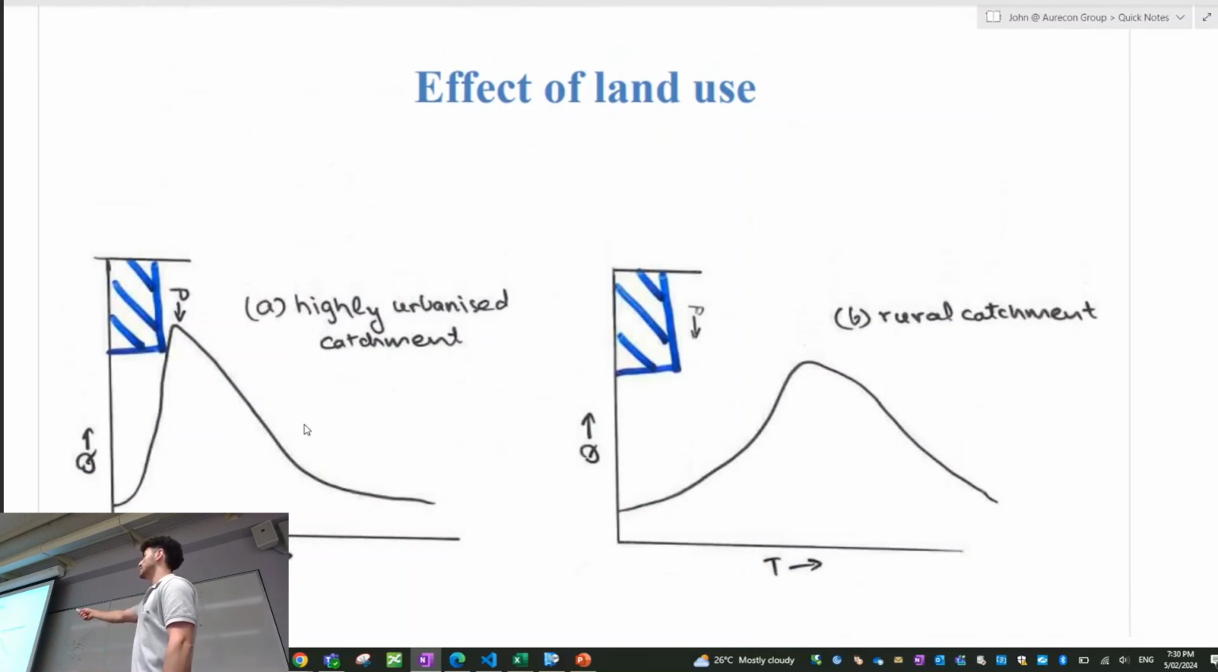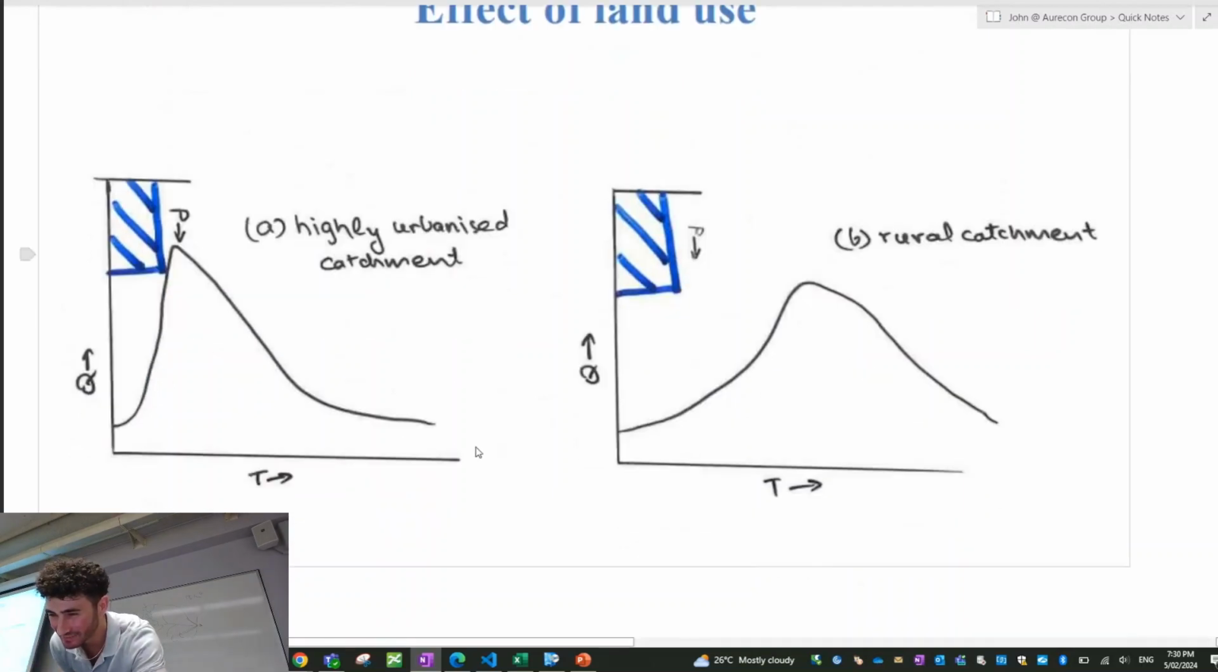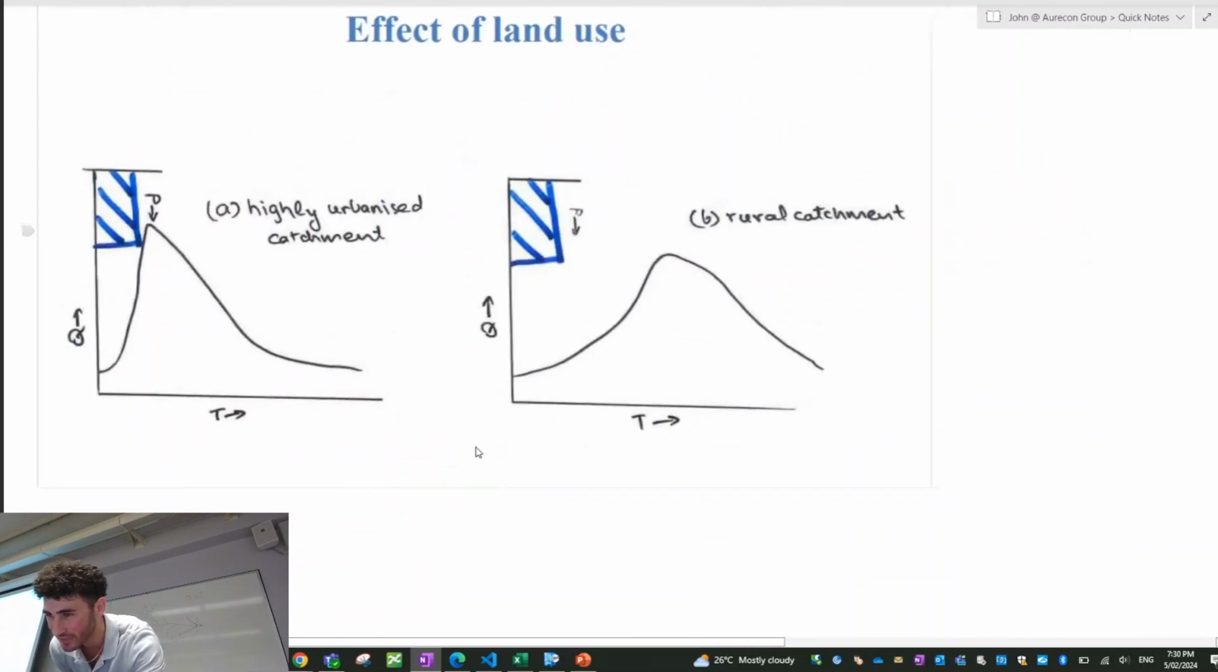Whereas a rural catchment is going to want to hold water. Why would a rural catchment want to hold the water? It's rural. Why do they want to hold it? They want to water their crops. Okay, so that's basically that. And I think that was the end of week 3.